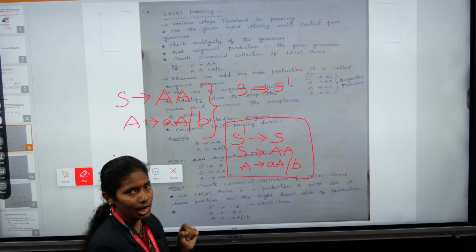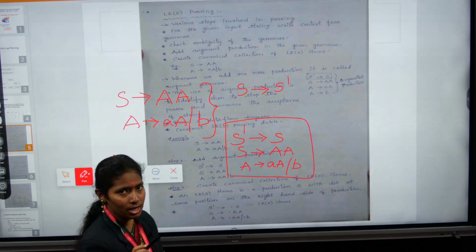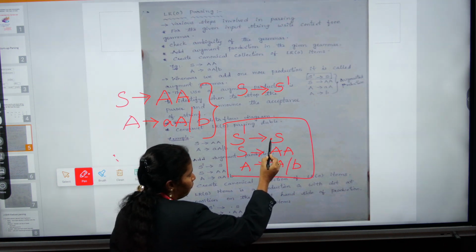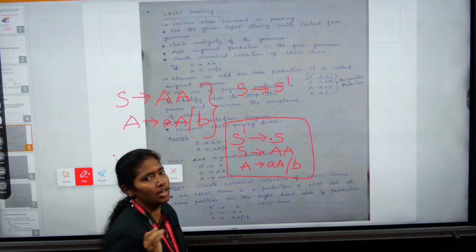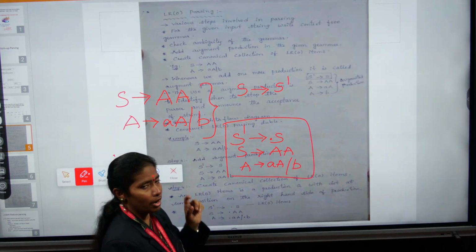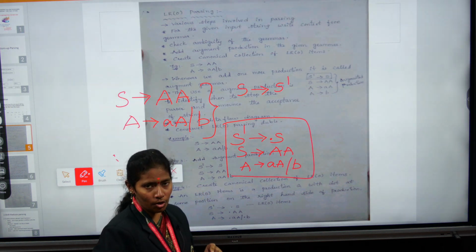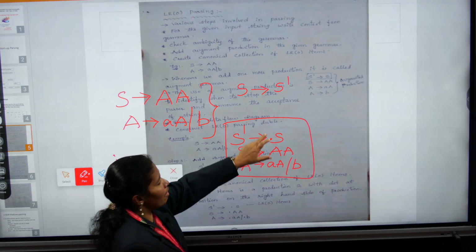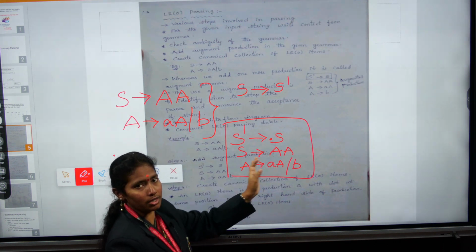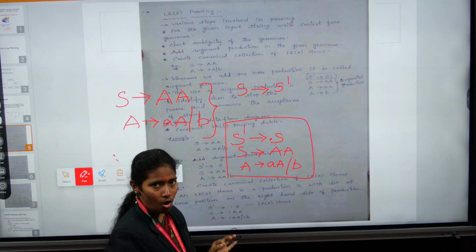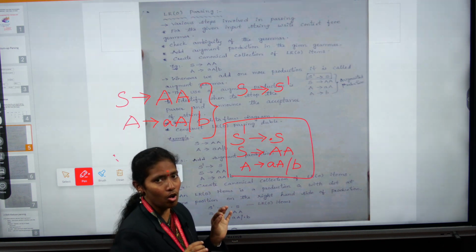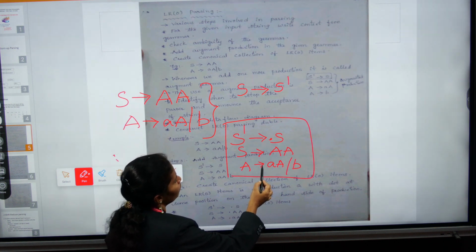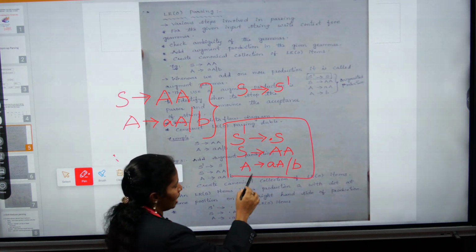So canonical collection of LR0 items is nothing but placing a dot in the first position of your left hand side grammar. Canonical collection of LR0 items is nothing but placing a dot in the left hand side production of the grammar in the starting position. If you place a dot, then that is called a canonical collection of LR0 items. So now for the given grammar we need to create the canonical collection of LR0 items.